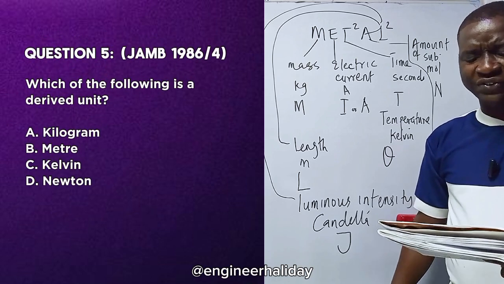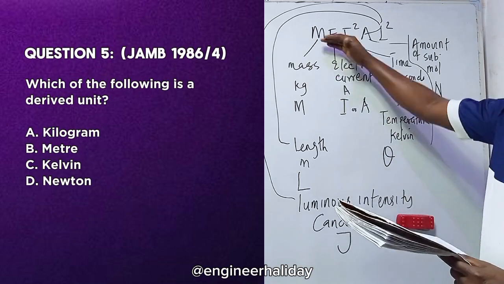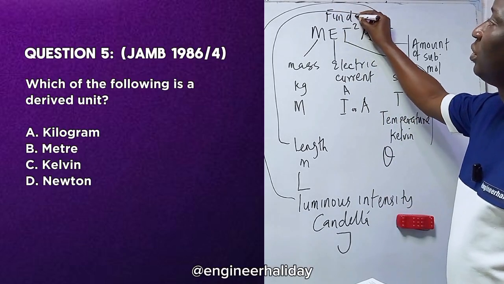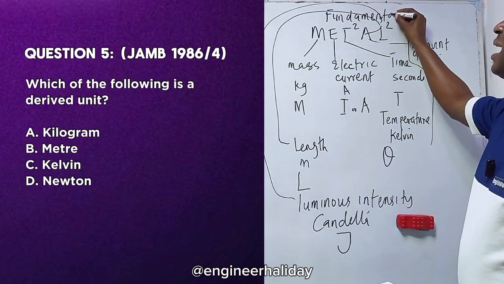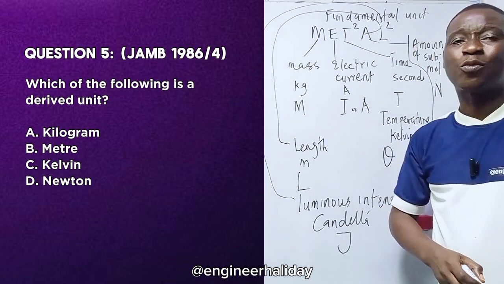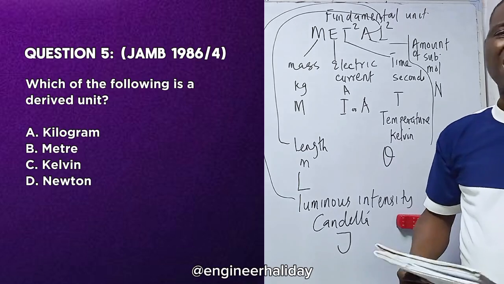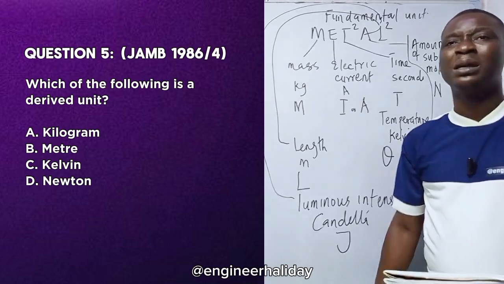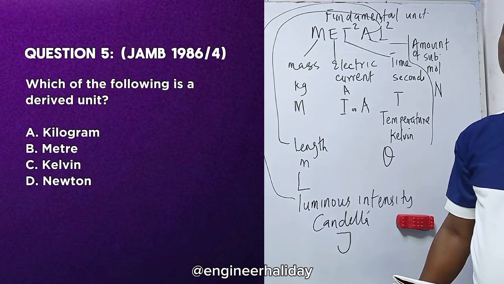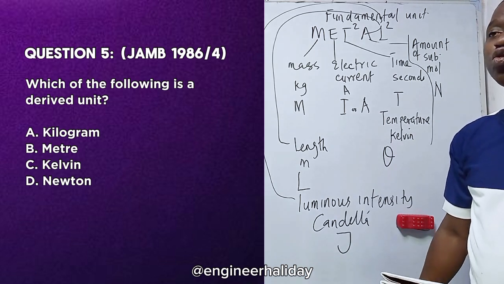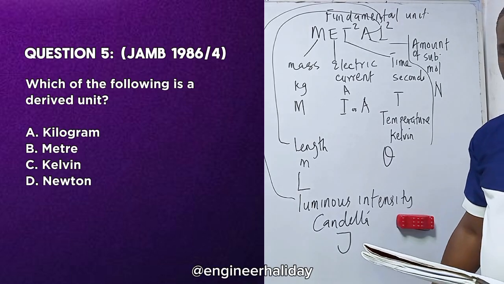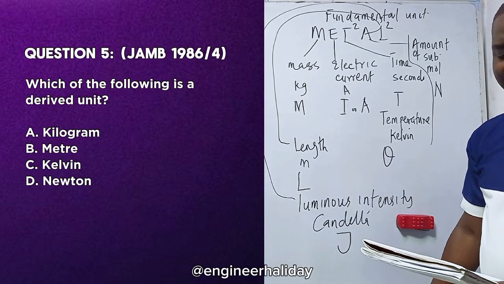Number 5: which of these following is a derived unit? All these ones we have listed are fundamental units or quantities, as the case may be. Let me use quantity: quantities upon which other derived quantities are formed. So a derived unit is a combination of two or more fundamental quantities. Which of the following is a derived unit?